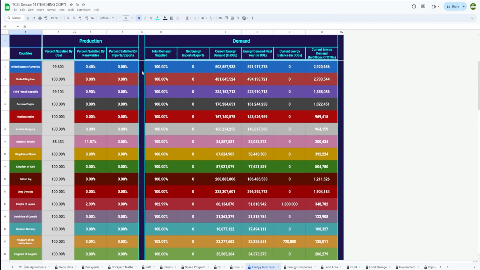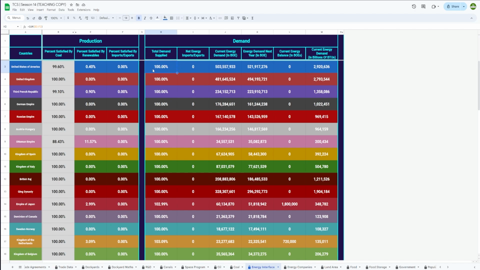Moving on to the energy interface. Now this might look a bit confusing. This is how much energy your population actually requires to keep their lights on, for example, and everything. And that shows what it's going to be next year. This is based upon your GDP size, among other things. And this shows how much you're currently supplying of that demand.